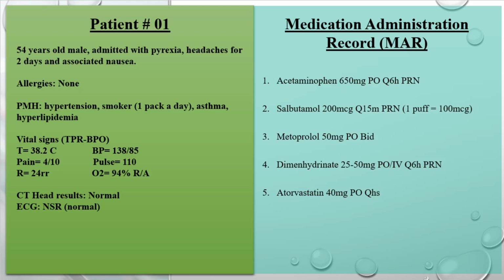So let's start with our case study. Now, I'm going to keep it simple. A 54-year-old male admitted with fever, headaches for 2 days and nausea, no allergies, past medical history of high blood pressure, smoker, 1 pack a day, asthma, high lipids. Vital signs: temperature 38.2 degrees Celsius, pain is 4 out of 10, respiratory rate 24 per minute, blood pressure 138/85, pulse of 110, and oxygen saturation of 94% on room air.